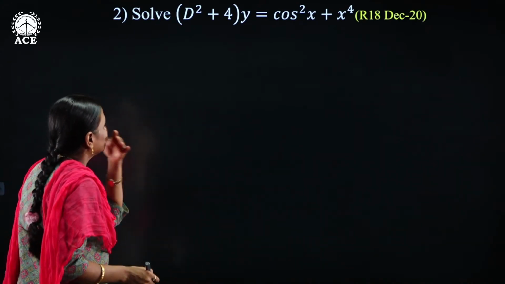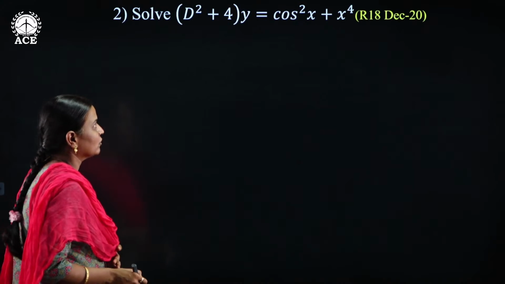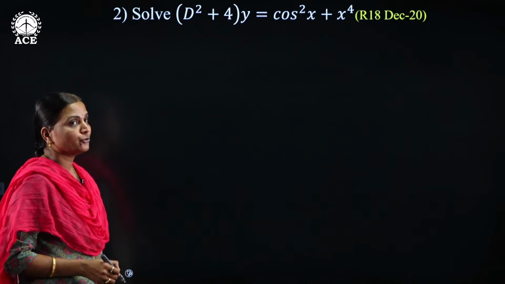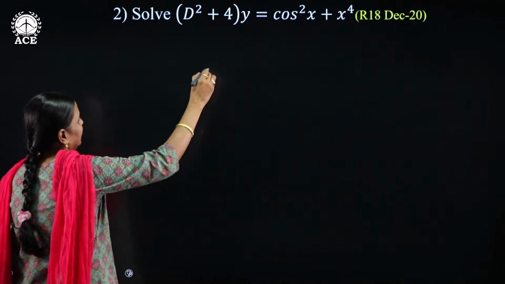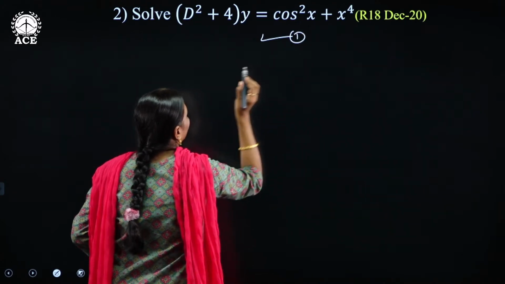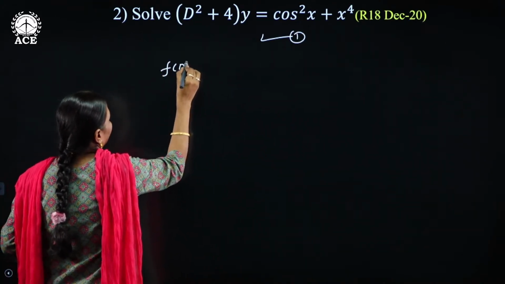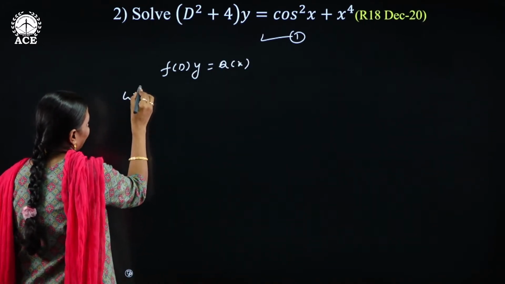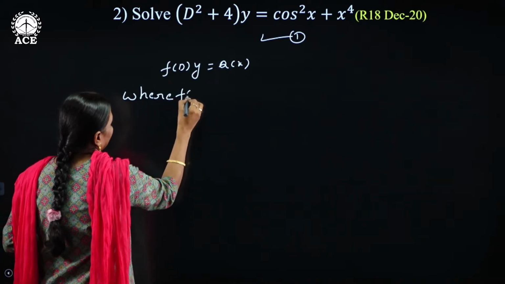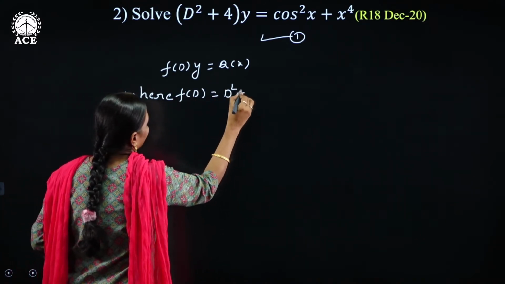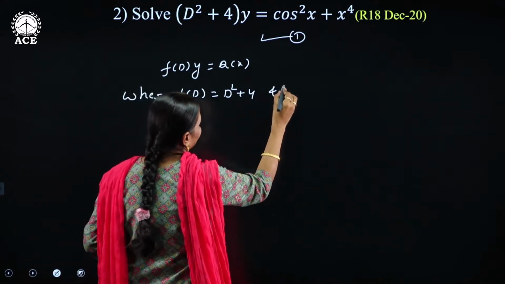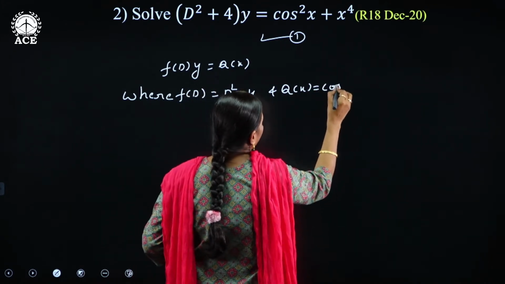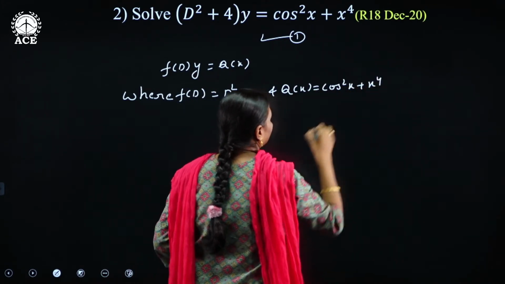Next, solve d square plus 4 into y is equal to cos square x plus x power 4. Here also q of x contains two different terms. So equation 1 is of the form f of d into y is equal to q of x, where f of d is equal to d square plus 4, and q of x is equal to cos square x plus x power 4.